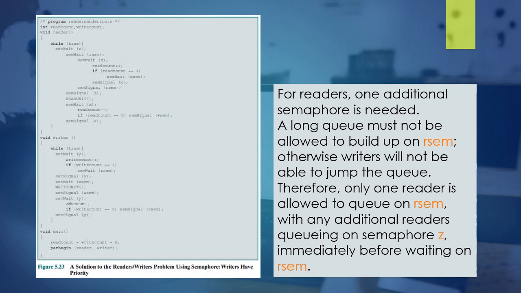For readers, one additional semaphore is needed. A long queue must not be allowed to build up on RSEM. Otherwise, writers will not be able to jump the queue. Therefore, only one reader is allowed to queue on RSEM, with any additional readers queuing on semaphore Z immediately before waiting on RSEM.